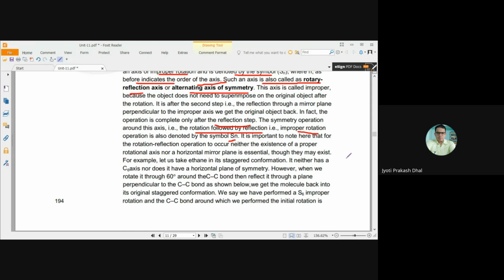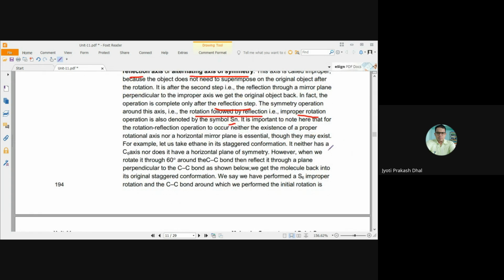The angle of rotation can be known from 360 divided by n. So if the value of n is 3, the angle of rotation in the first step is 360 divided by 3, which is equal to 120. It is important to note here that for all the rotation-reflection operations to occur, neither the existence of a proper rotational axis nor a horizontal mirror plane is essential, though they may exist.